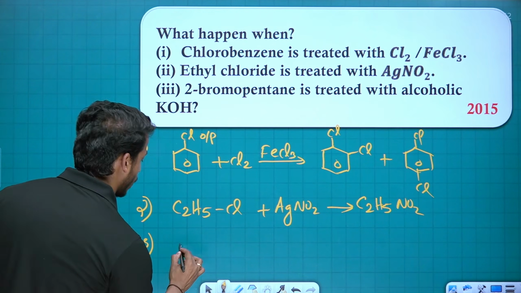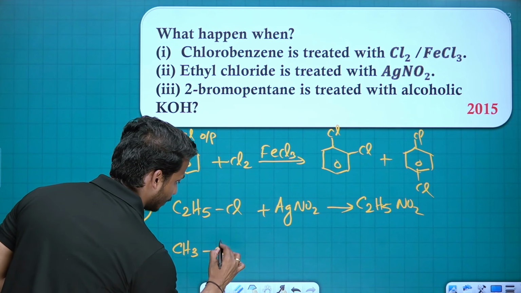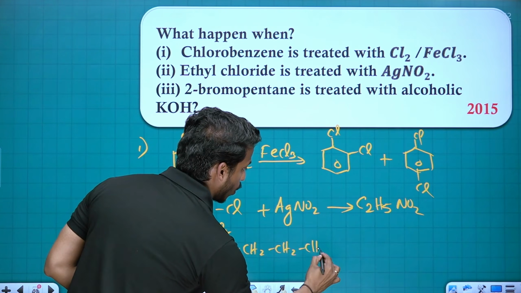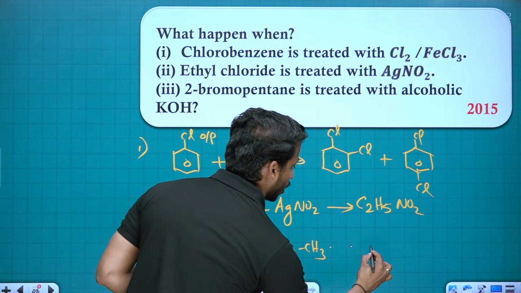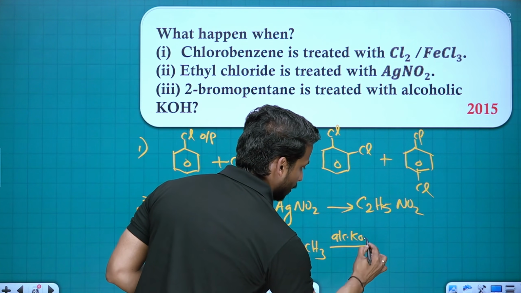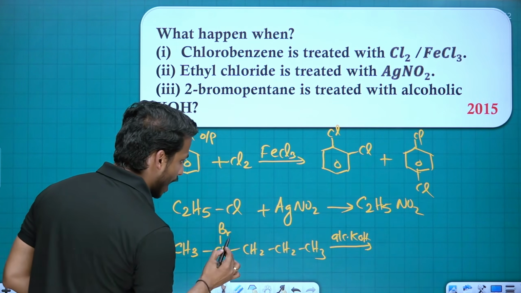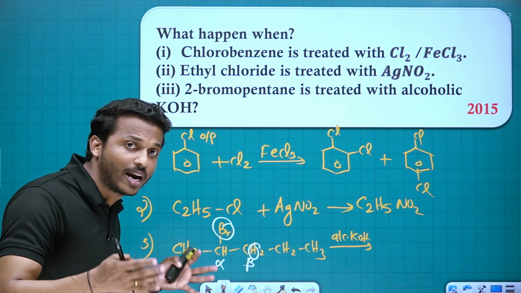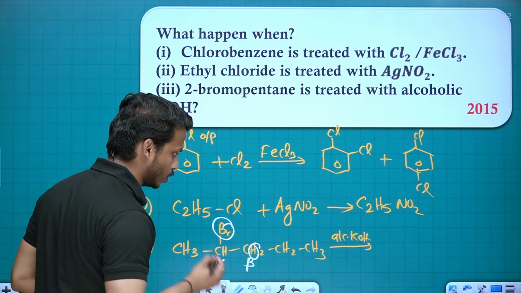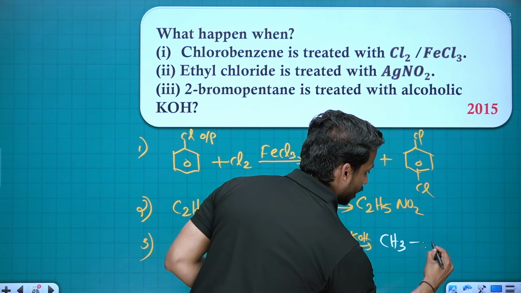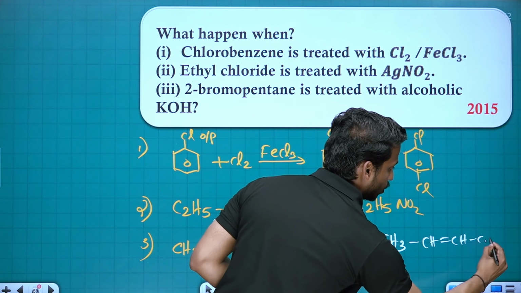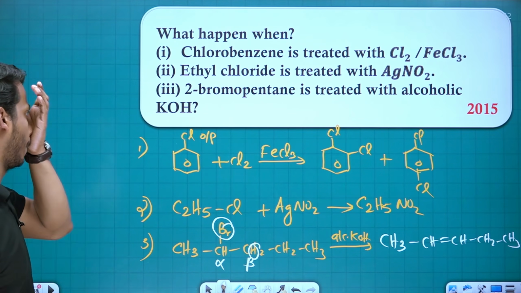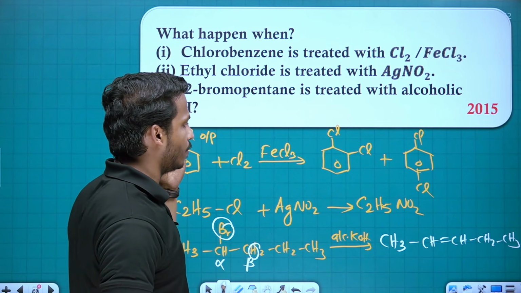Third one is 2-bromopentane. What is 2-bromopentane? This is our 2-bromopentane. 2-bromopentane is treated with alcoholic KOH. That is our beta elimination. So you know, halogen goes from alpha, hydrogen goes from beta. Maximum, try to take the hydrogen from the center area. Don't take this one. So you will get CH3, CH double bond, CH single bond, CH2, CH3. You will get pent-2-ene as a major product. Right?